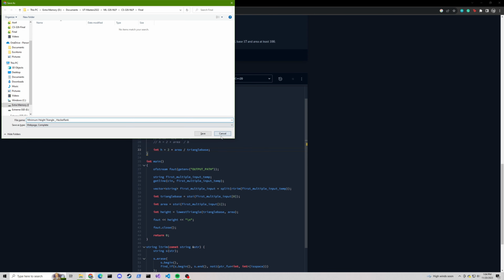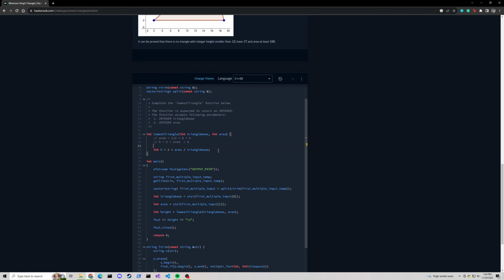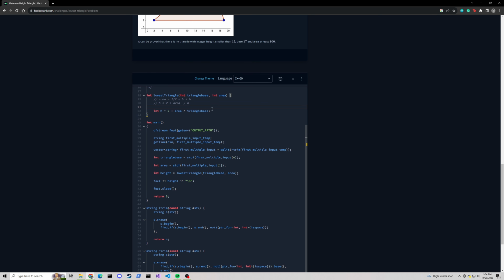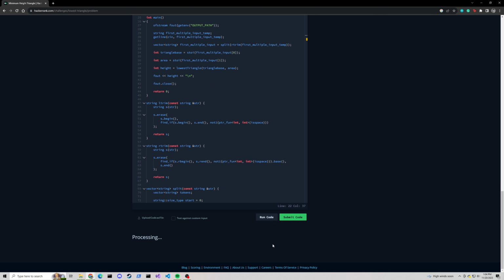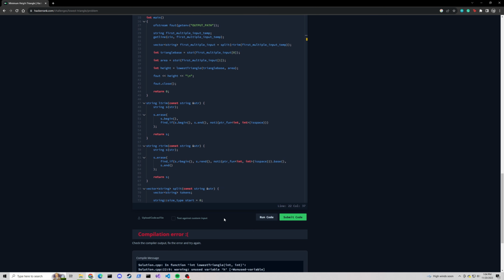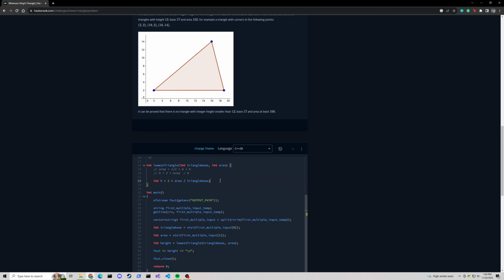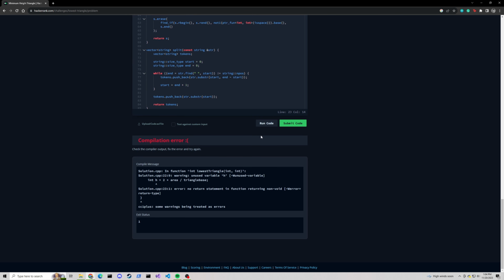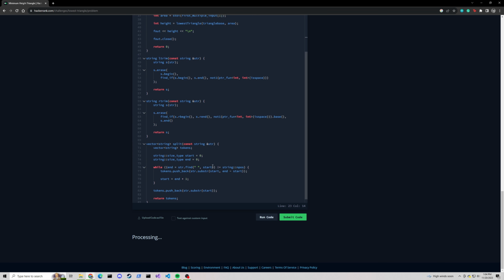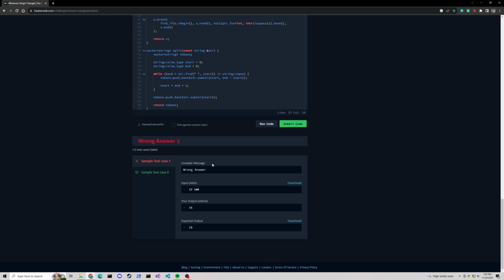So integer h is equal to 2 times area divided by the triangle base. Now this will give us, if the numbers match up, this will always work, and I will show you. I don't think this is going to work for all test cases. As a matter of fact, it will not. But if we run right now, compilation error. That is because we are not returning h. My bad. We run now. It should pass basic test cases.